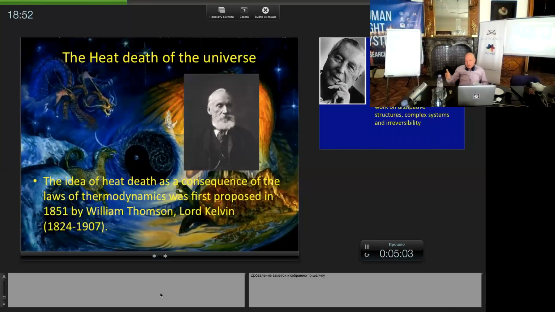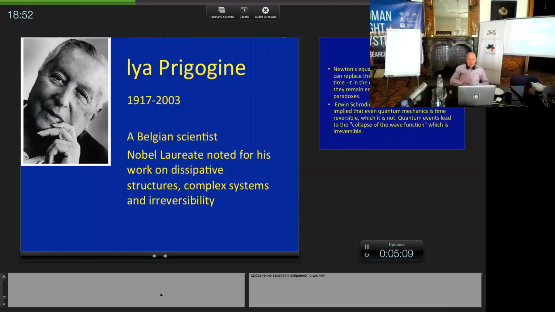And this was one of the conclusions of 19th century science. And it was Ilya Prigozhin, a Belgian scientist, who received his Nobel Prize when he disproved this idea on mathematical principle. And he created the principle of dissipative structures. So his main principle is that we are constantly changing structures interacting with the environment. So we are open structures.